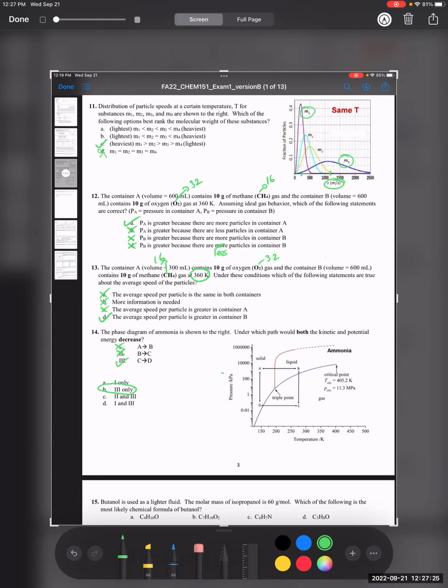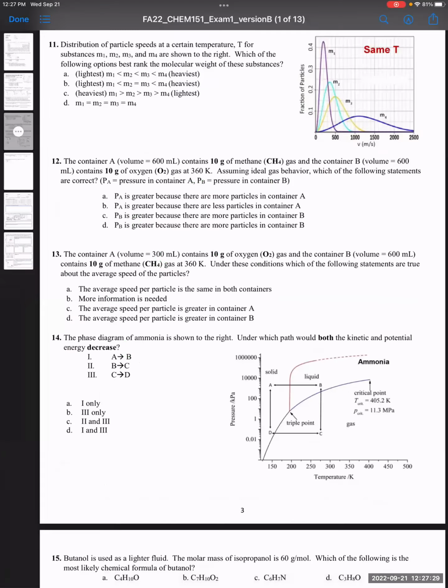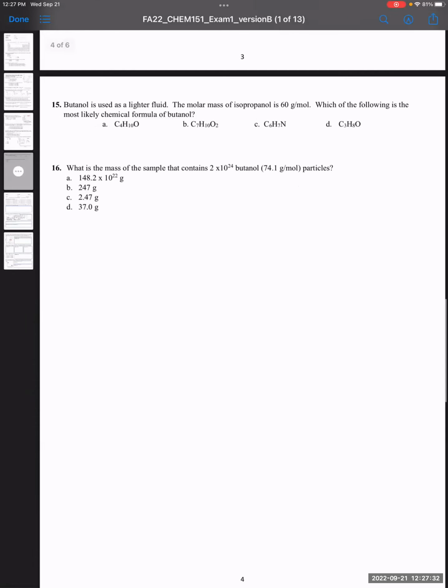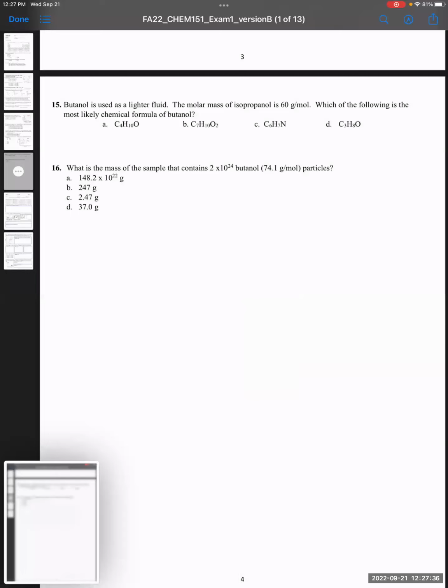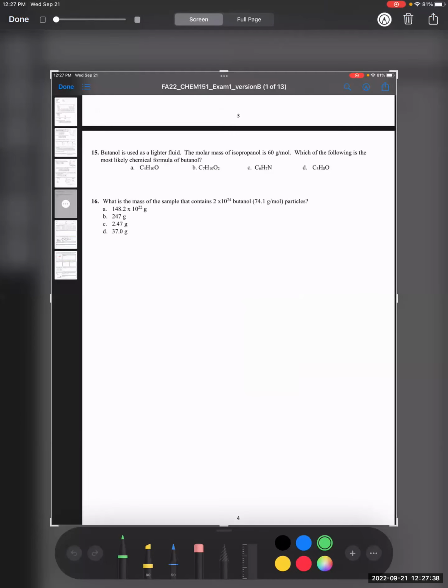All right, so let's go to question 15 and 16, the last 2 questions. Butanol is used as a lighter fluid. The molar mass of isopropanol is 60 grams per mole. I mean, that was a typo in this question. So we changed this to isopropanol.